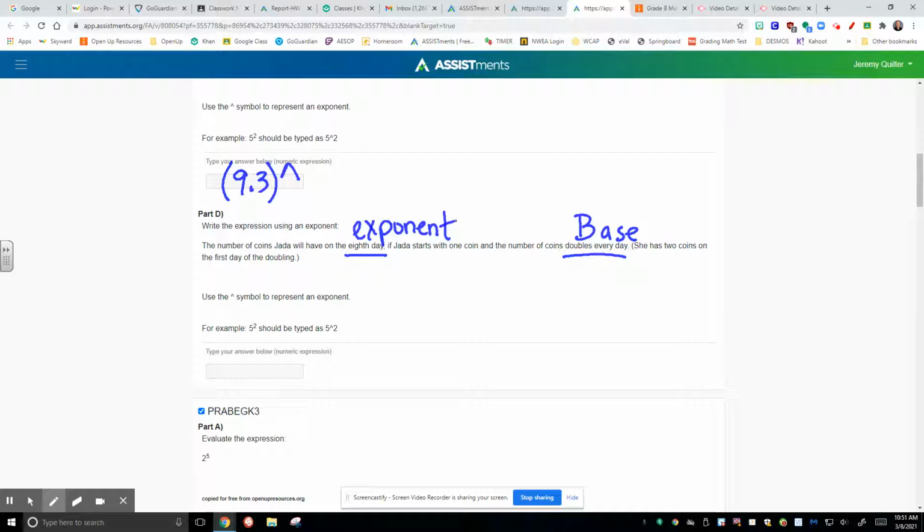Now all you have to do is put that base there, raise it to a power, and send it to the right exponent for the 8th day, and you'll be all set.